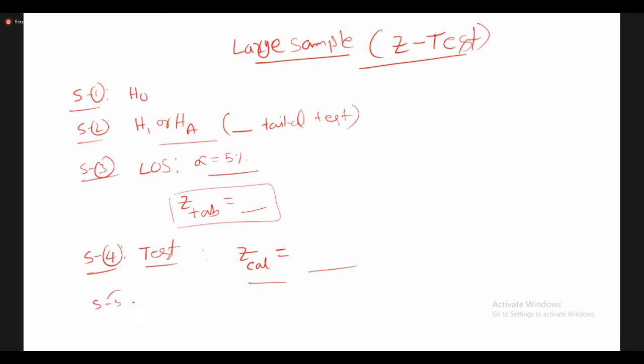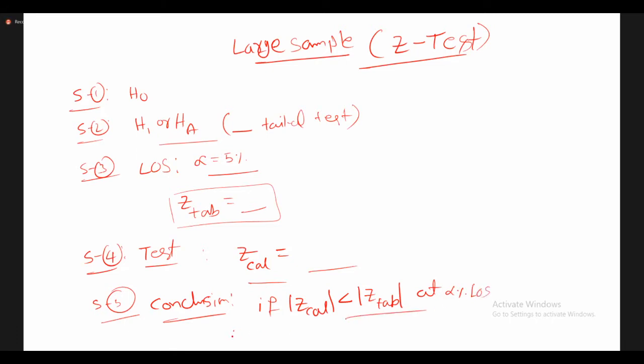And step 5, conclusion. If mod Z calculated is less than mod Z tabular value at alpha percent level of significance, this condition is satisfied. Therefore, we accept the null hypothesis H naught. Otherwise, we reject the null hypothesis. This is the general procedure.